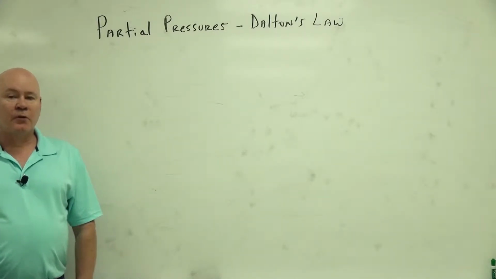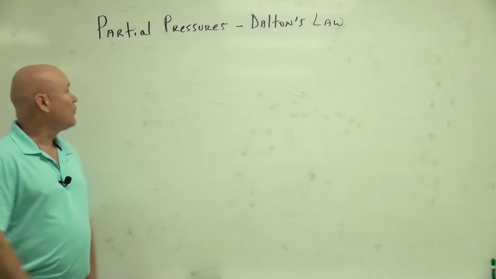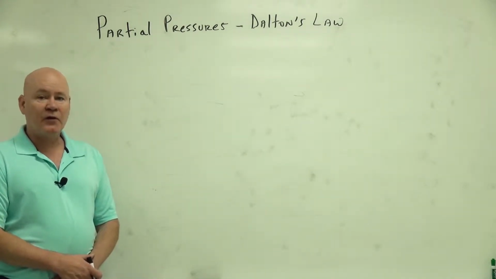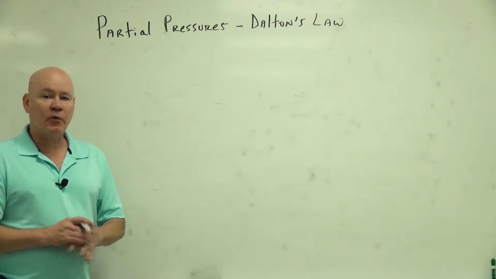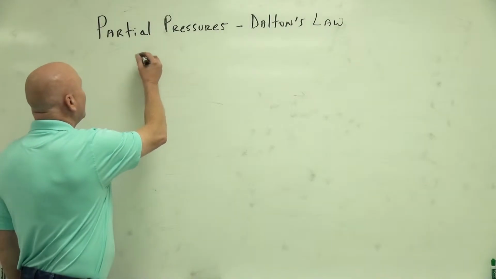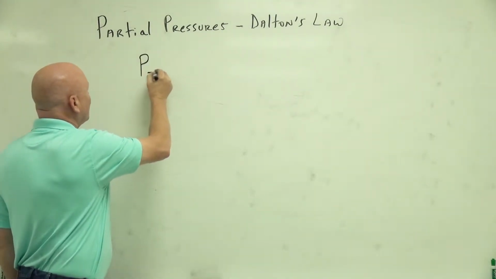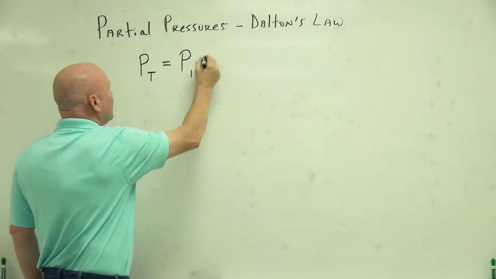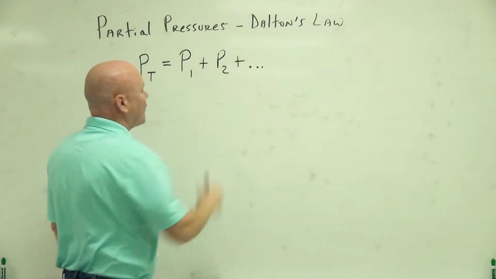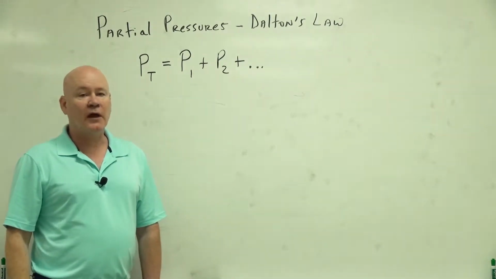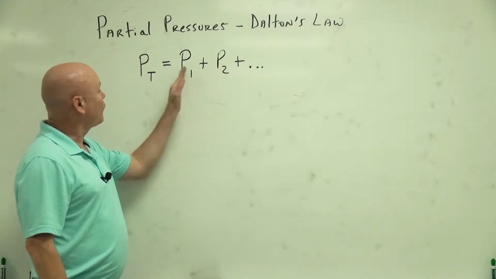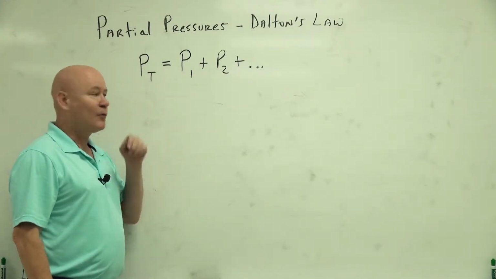Partial pressures, or Dalton's law, is the idea that if you have a gas mixture with different gases in it, then the total pressure is going to be the pressure of each one of the gases that is in there. And so it looks like this. Pressure total is the pressure of each one of the gases that's in the mixture. And this dot, dot, dot means that you can have more than two. You could have 2 gases, 3 gases, 4 gases, as many gases as you want. But the individual pressures of each one of these gases is going to add up to a total.